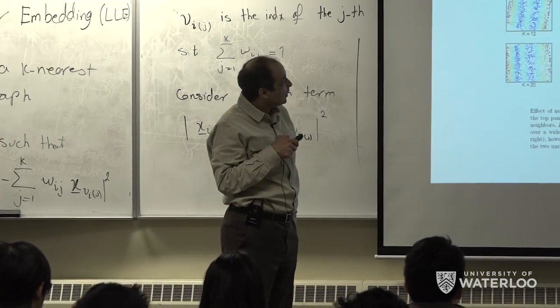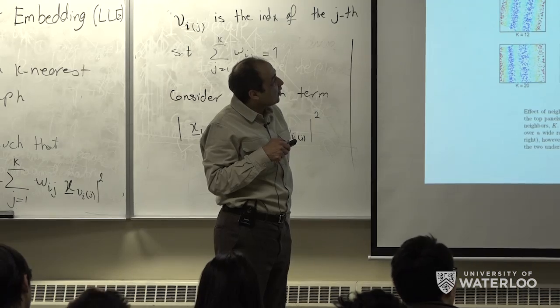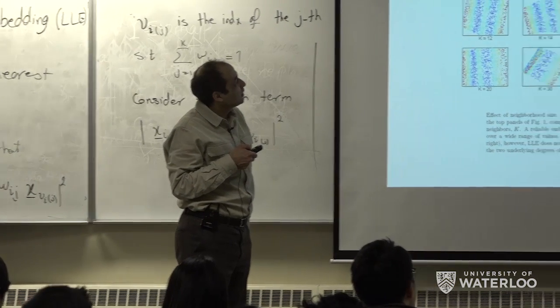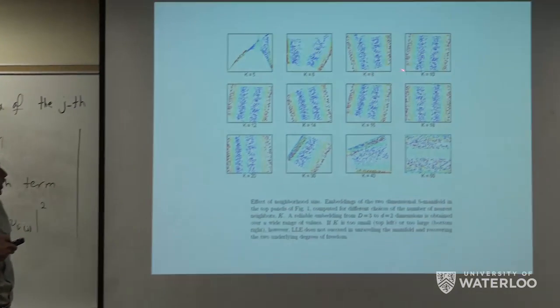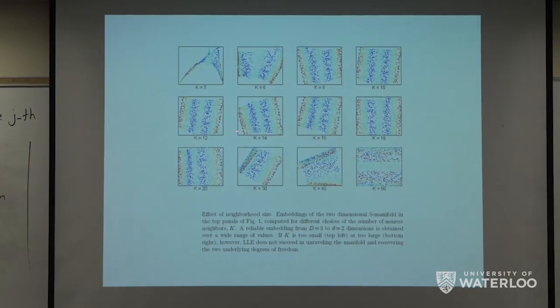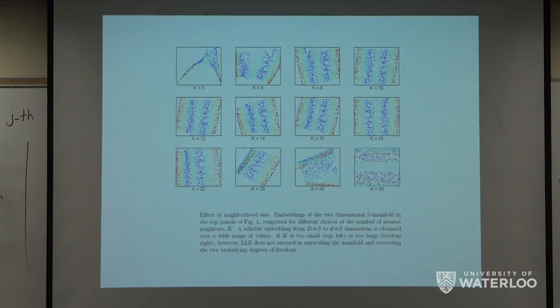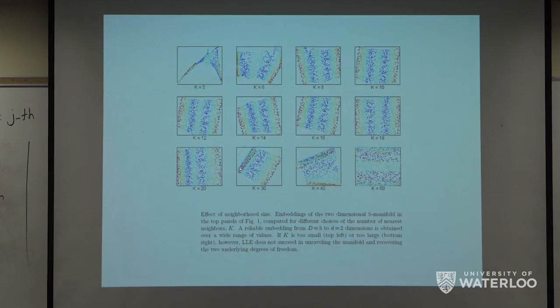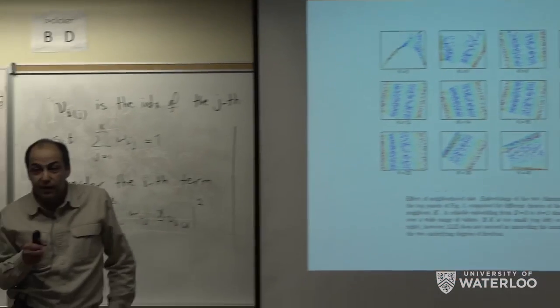With a wide range of K, it does a decent job. Like this is K equal to 6, 8, 10, 12, 14, and all of them are decent. This is K equal to 20. Look at K equal to 30. What happened here? The surface is kind of starting to roll up.